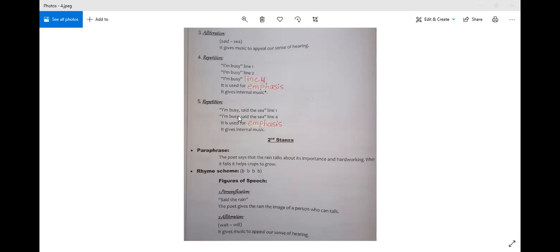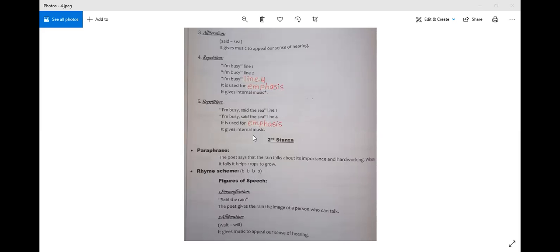Do we have repetition again? Let's see here. I am busy, said the sea. The whole line is repeated, number 1. And I am busy, said the sea. The whole line is repeated in line 4. Okay? Two lines are repeated here. So we use that for emphasis and it gives internal music.